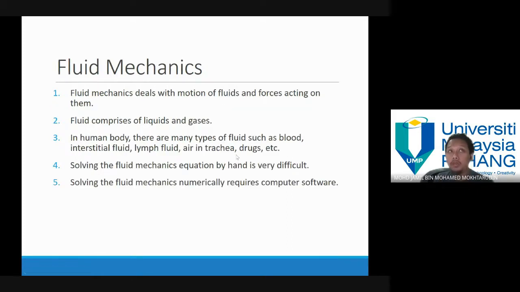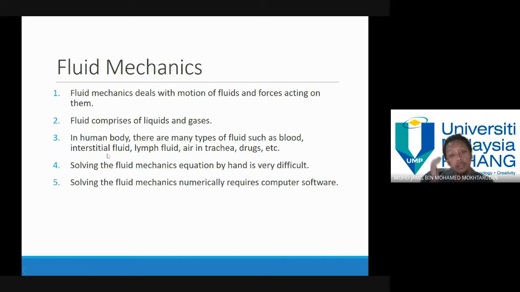Okay, so last week we learned about solid mechanics, and this week we are going to look at fluid mechanics. So fluid mechanics deals with the motion of fluids such as liquid or gas, while solid mechanics deals with the deformation of solid materials like our skin, our bones, muscle, and so on. But for fluid mechanics, usually we will deal with fluid in our body, such as blood, interstitial fluid. So interstitial fluid is the fluid in between cells.